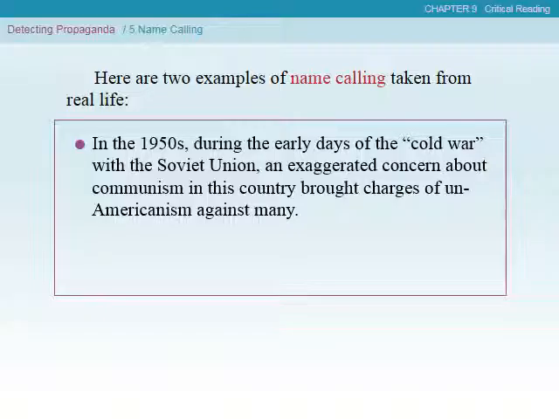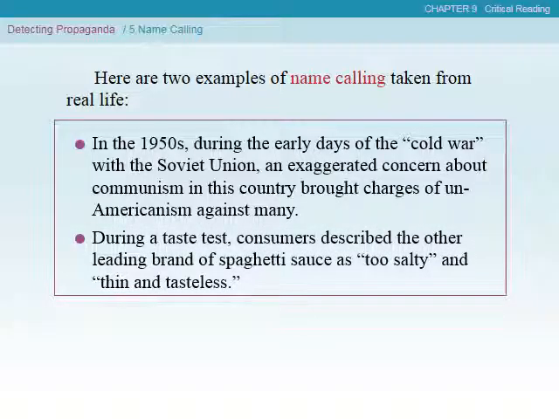But basically what it's saying is that in the 1950s, if you were at all associated with communism or the Soviet Union, you were thought to be un-American, right? And there were the whole House Un-American panels, and you may learn about that if you study U.S. history about the 1950s and McCarthy. Here's another example: during a taste test, consumers described the other leading brands of spaghetti sauce as too salty and thin and tasteless. So here's an example where you're complaining about the other spaghetti sauce and its problems.